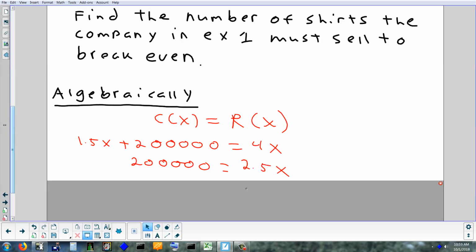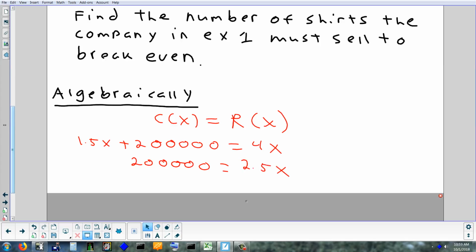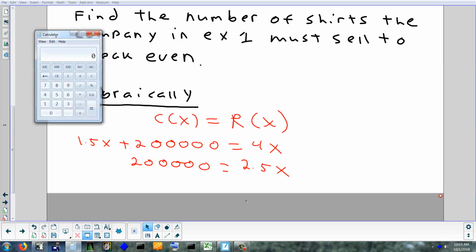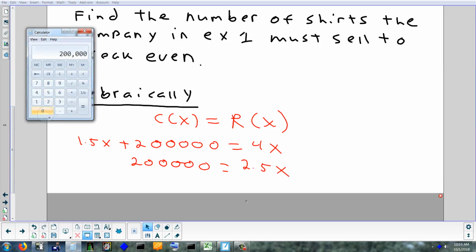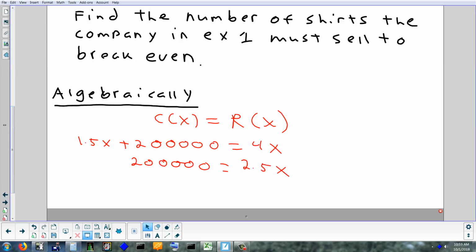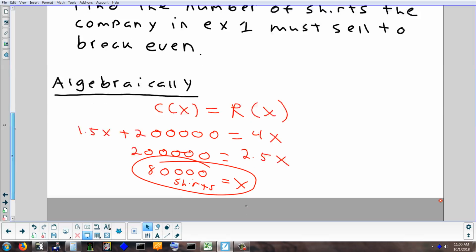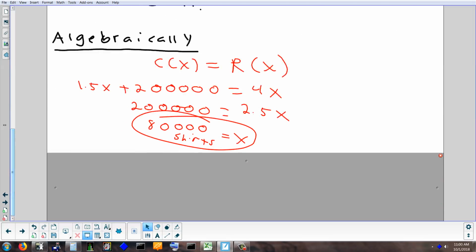If you subtract 1.5 from 4, you get 2.5. And then divide each side by 2.5. Okay, let's see what we get. 200,000 divided by 2.5 gives me 80,000 shirts. So, if the company sells exactly 80,000 shirts, they won't have made money, they won't have lost money, they'll break even. Any questions how we solved it with algebra?